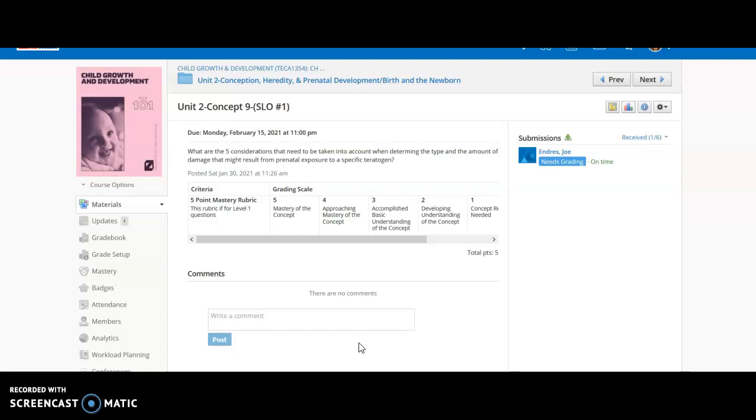And so those are your 5. For this, you are supposed to write what are the 5 considerations when determining the type and amount of damage that might occur. You're going to just list those 5 bolded things. That's fine. Just those 5 things: the timing of the exposure, the amount, the number of teratogens, the genetics, and whether you're male or female. Okay.